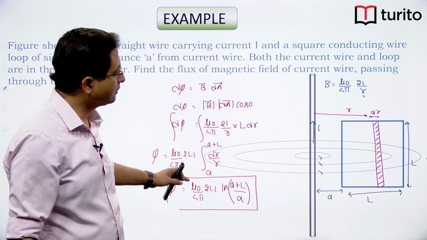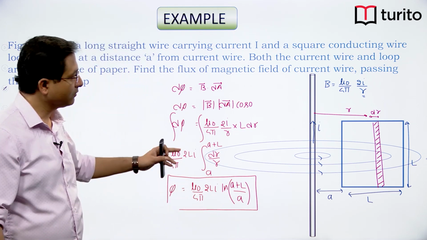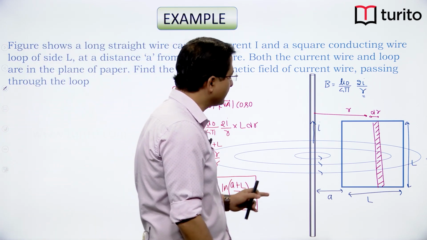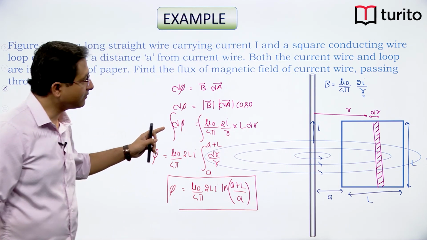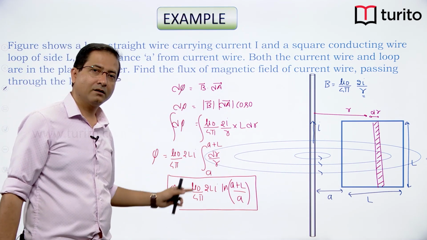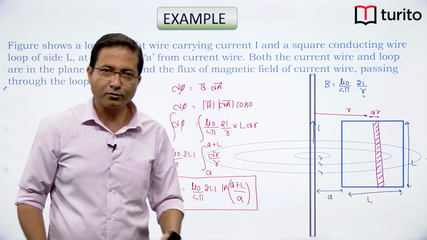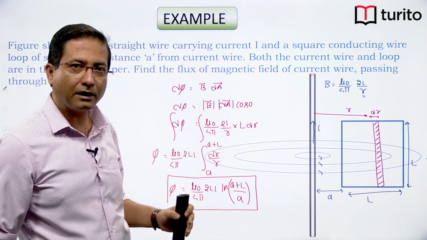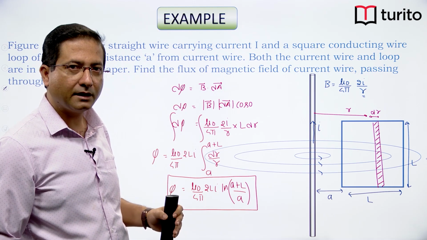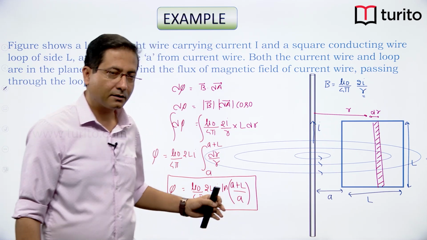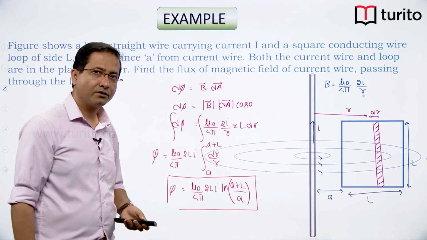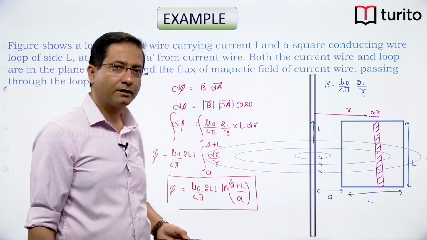Right. So this is the flux associated with this area. As the magnetic field was different at different points, we integrated the magnetic field and we got the flux. I hope the procedure is clear. When we have a constant field over the area, we can directly write B dot A, but if the field is variable, then we will integrate and then calculate. Okay. Now, let us move to the next one.